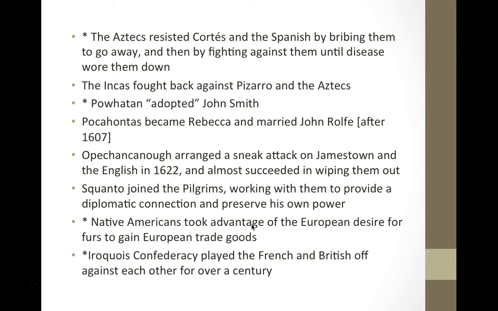We're going to get Squanto, a Native American who's going to join the Pilgrims. He's going to see that as a way to preserve his own power, to try to bring them into kind of his alliance. Native Americans are going to take advantage of the idea that Europeans love furs. They love a lot of the trade goods the Native Americans can provide. We're going to have the Iroquois Confederacy, which is going to be really important for 100 years. Basically, they're going to get really good at playing the French and the British off against each other. They'll be French allies, mainly, but they'll join the British at times. And basically, they want the French and British to fight and leave them alone.